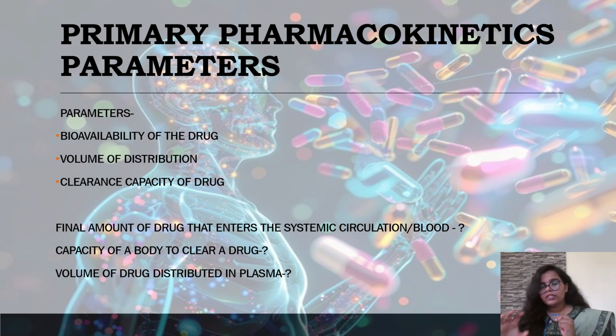So let's deal with the primary pharmacokinetic parameters. This is known as primary because based on this we can evaluate the half-life of the drug and other further parameters. The first one we would be dealing with is bioavailability of the drug, then the volume of distribution, and the clearance capacity of the drug.